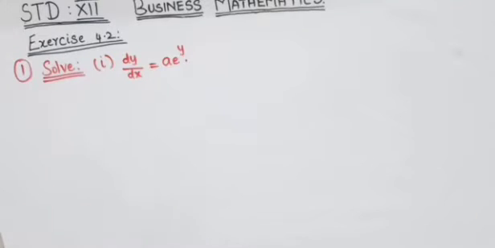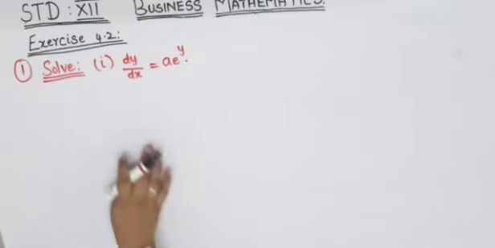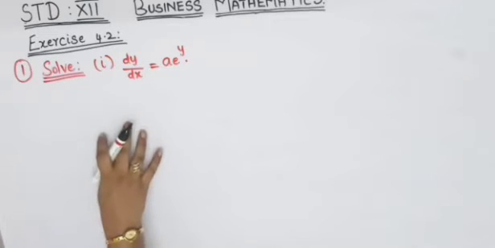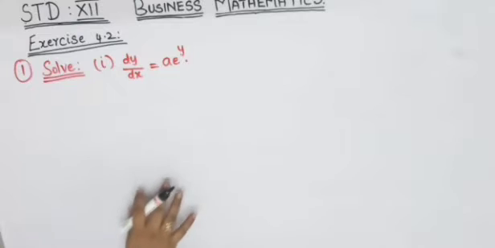Standard 12th Business Mathematics, Exercise 4.2, first question. In that, the first subdivision is dy by dx equals a e power y. In this exercise, you will have to separate the variables and then do the integration.